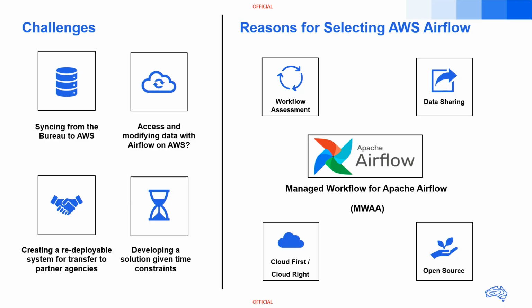We also had data sharing. We wanted to share data to our partner agencies, to CSIRO, to the Australian Institute of Marine Science and the Queensland government. They were all using AWS as a solution, so it just made sense to select AWS to be able to share that data around. Cloud first and cloud right. These are Australian public service initiatives where we choose cloud as the first technical solution if we can. So since AWS is on the cloud, we were able to choose that.